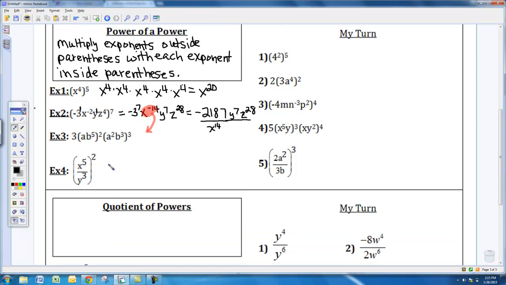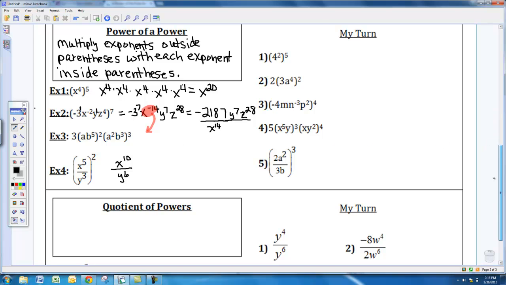Okay, let's do one more example, this one with a division problem. So the 2 is going to be distributed to each exponent in the parentheses. And distribute means multiply, so 2 times 5 is 10. So x will be to the 10th power. The y stays in the denominator where it is. 2 times 3 is 6. X to the 10th, y to the 6th.